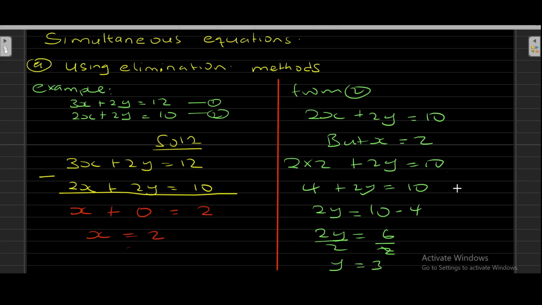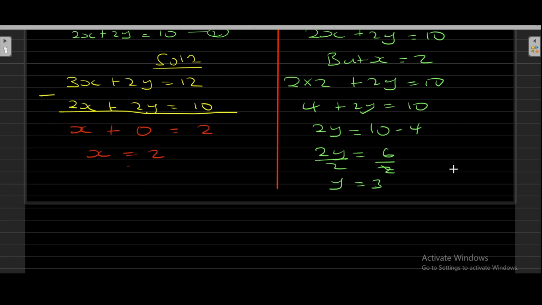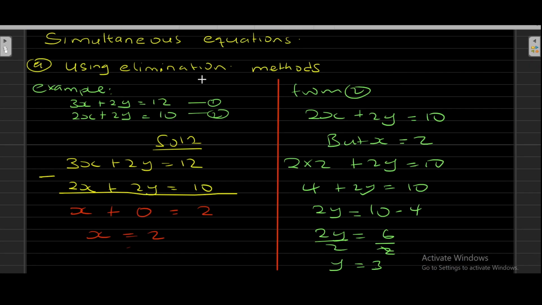I'll conclude by saying my value of y is equal to 3 and my value of x is equal to 2. By doing that, I've solved my expression and I was able to get the value of x and y by applying the concept of elimination.